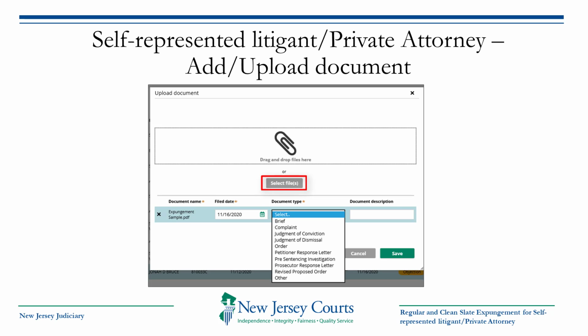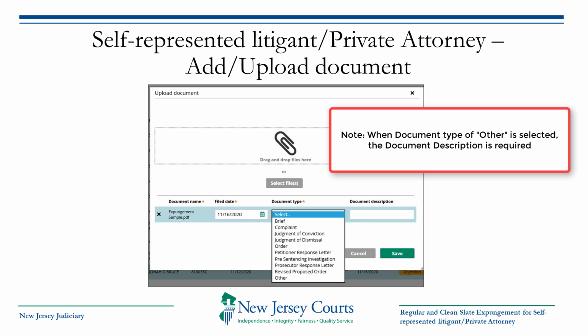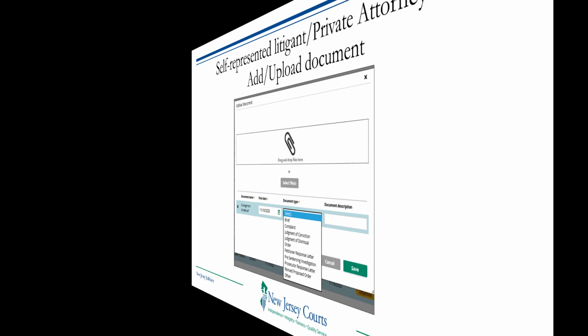Click Select Files to browse the File Explorer and find the file, or drag and drop the desired file into the middle section with the paperclip. You can utilize this function to upload a petitioner response letter if there's a prosecutor's objection. Enter the file, date, and document type from the available list of options, then click the Save button. When a document type of Other is selected, the document description is required.